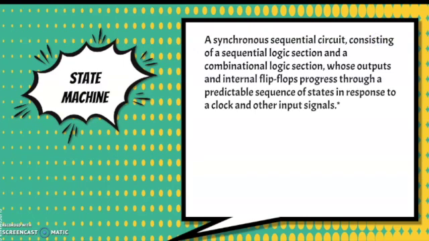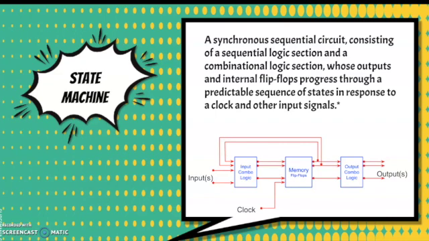A state machine is a synchronous sequential circuit consisting of a sequential logic section and a combinational logic section, whose outputs and internal flip-flops progress through a predictable sequence of states in response to a clock and other input signals. In other words, a state machine uses a combination of combinational and sequential logic to make decisions on outputs based upon the inputs it's given. A state machine will hold a state until new inputs are given. It kind of looks like this.